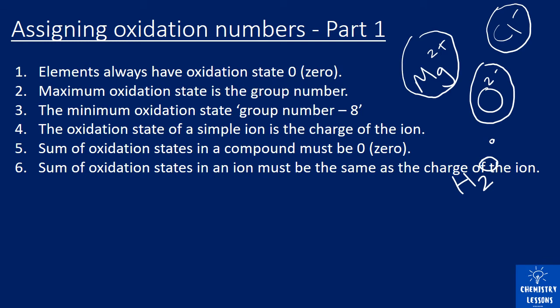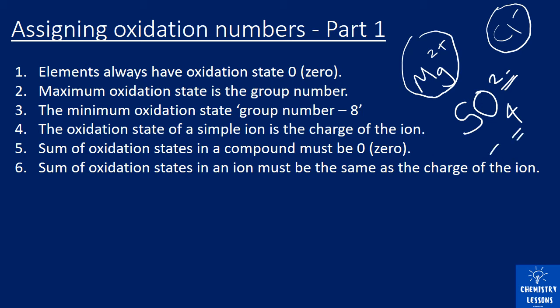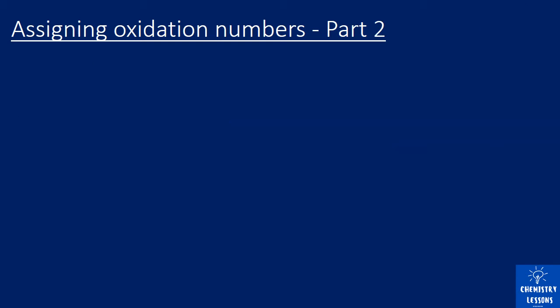Now, if you've got an ion, so let me just think of a common ion that we've seen before, something like sulfate, the sum of the oxidation states in this case must add up to -2, because the overall charge here is -2. So whatever the oxidation states of 1 sulfur and 4 oxygens are, the sum of them must be -2. Again, that might seem a little bit hazy at the moment, and when we do some examples, it will start to make sense. Moving on with the rules.